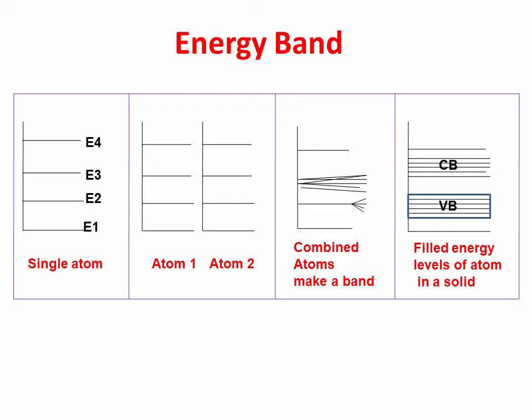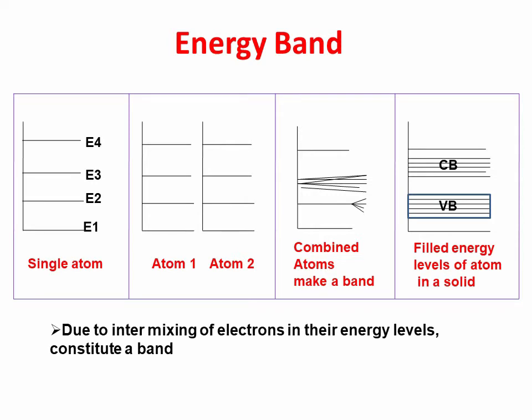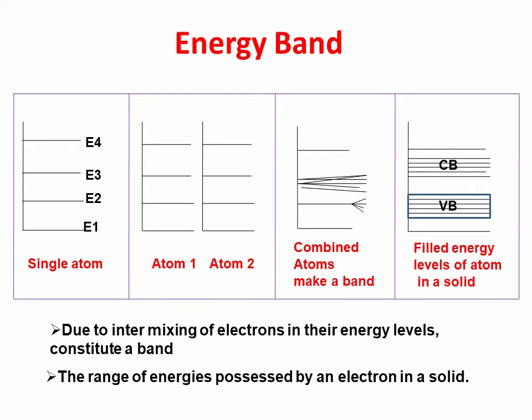There are two bands formed. The lower band is called the valence band. Above the valence band, you can see the conduction band. So, due to intermixing of electrons in their energy levels, which constitute a band, the range of energies possessed by an electron in a solid. This is the exact definition of the energy band.